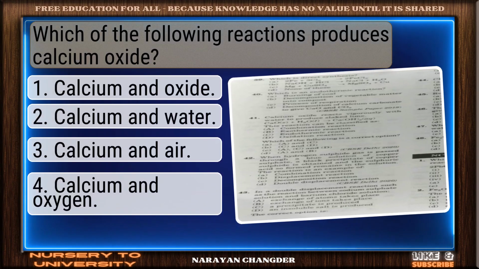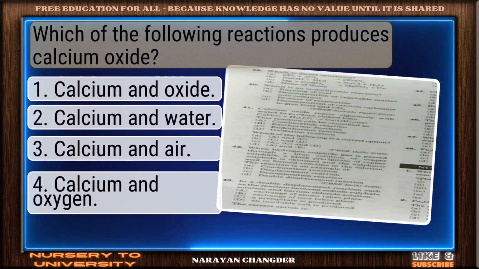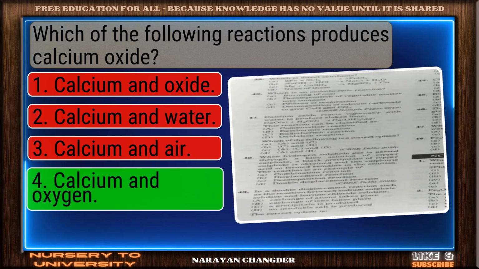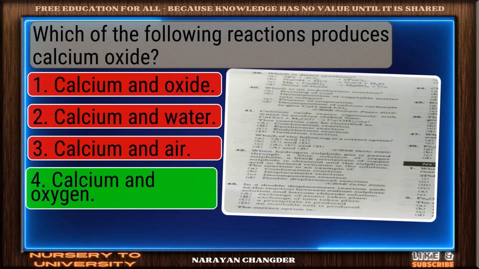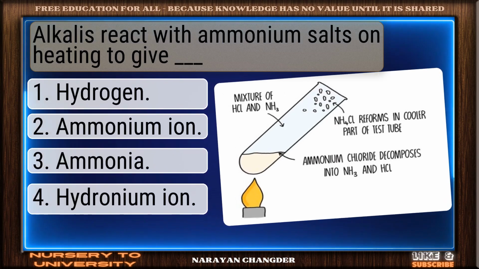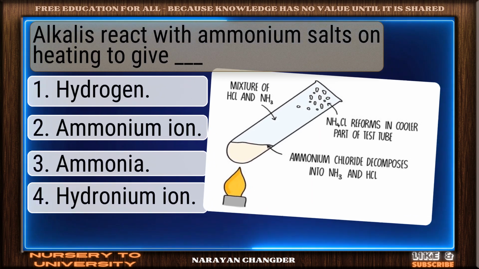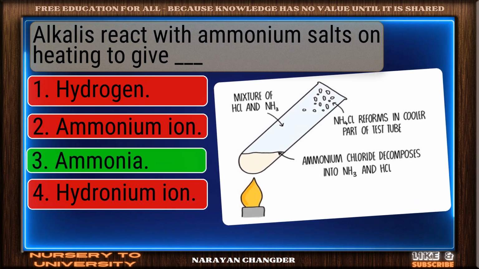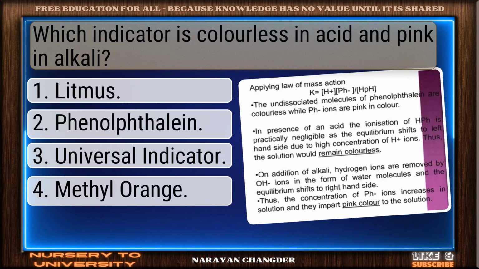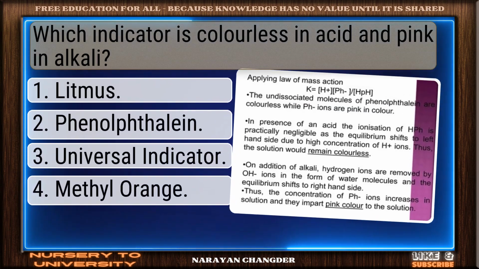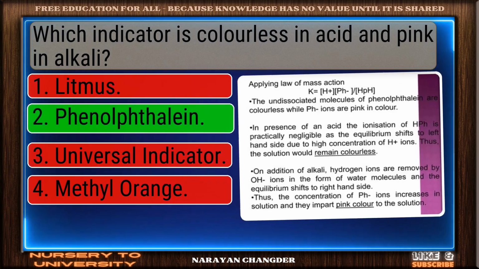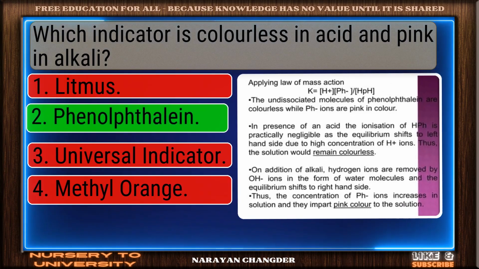Which of the following reactions produces calcium oxide? You chose calcium and oxygen. Correct. Alkalis react with ammonium salts on heating to give dash. Strong choice. Ammonia is right. Which indicator is colorless in acid and pink in alkali? Great job. Phenolphthalein is accurate.